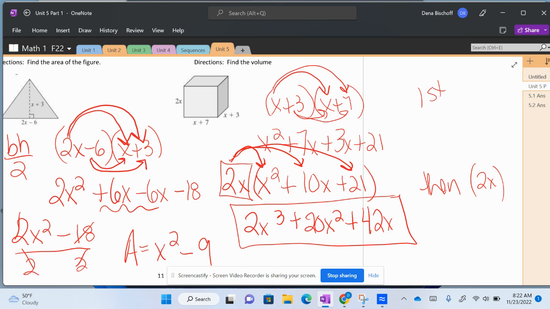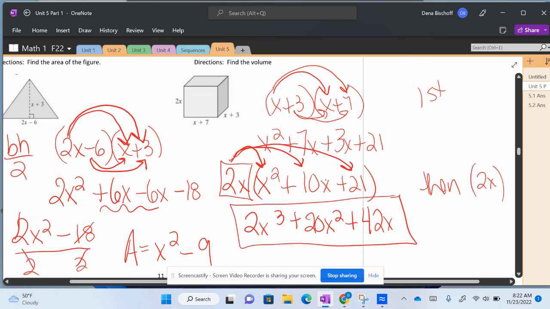Okay. So homework is page 12 and page 13.